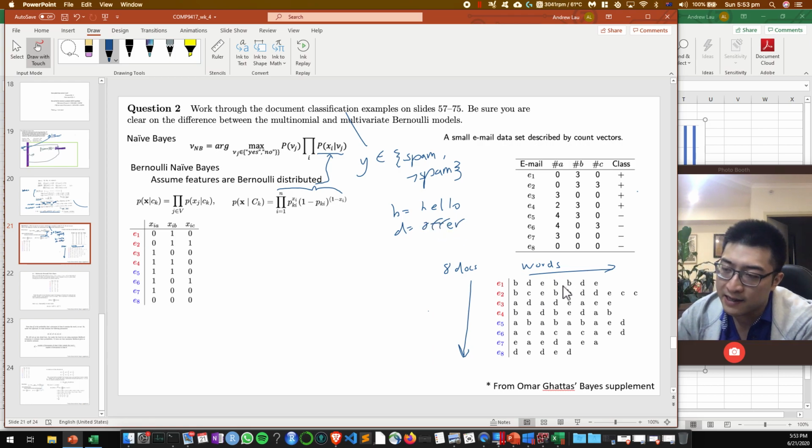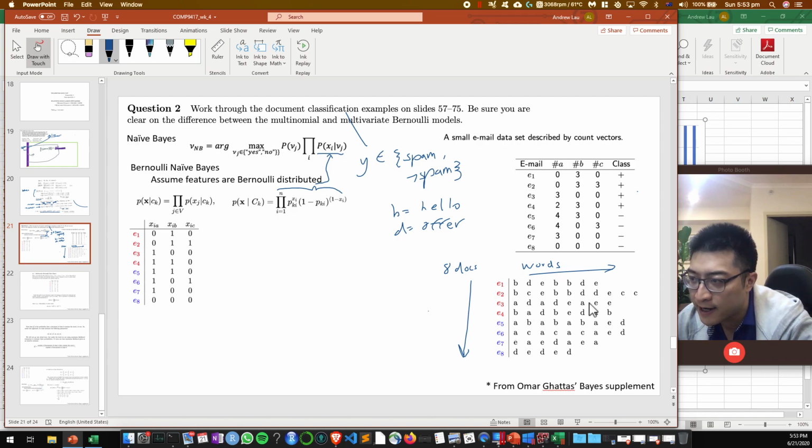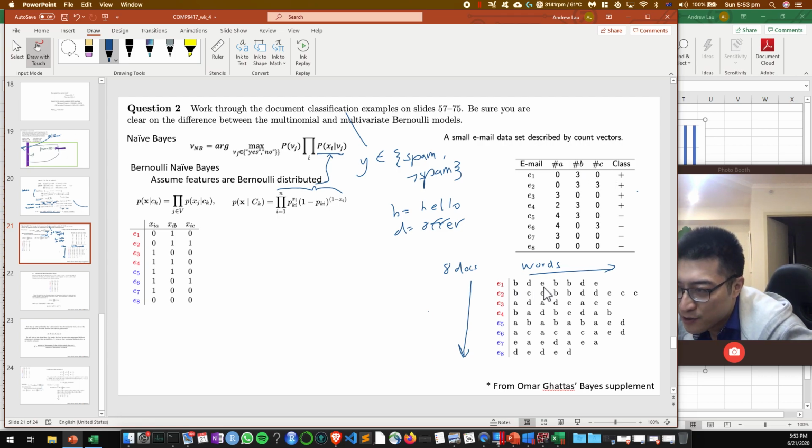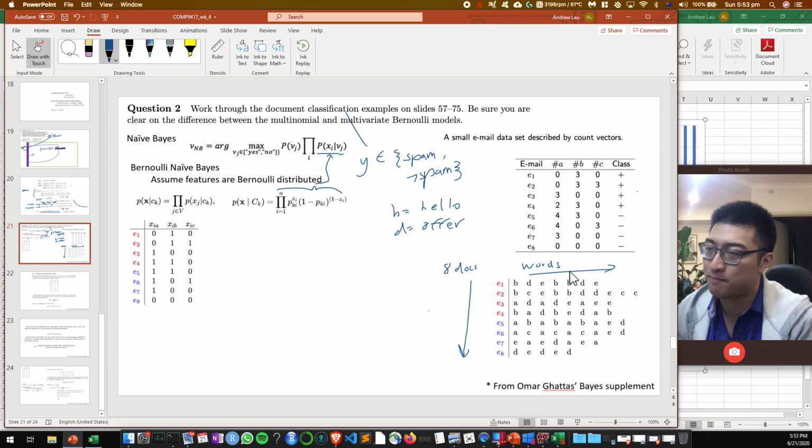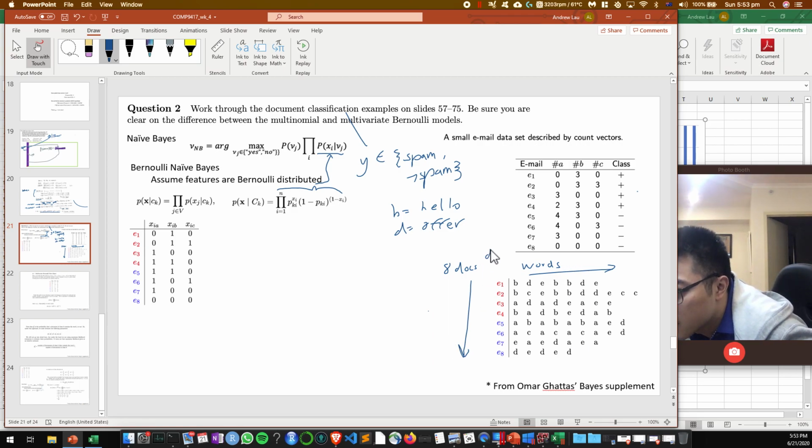Obviously, this is a simple example. Real life would be far more complicated. But just to keep it simple, we'll assume there's only 3 words, and each email has like 2, 4, 6, 7 words in an email. But again, it's a simple example. Just bear with me. This is the data.